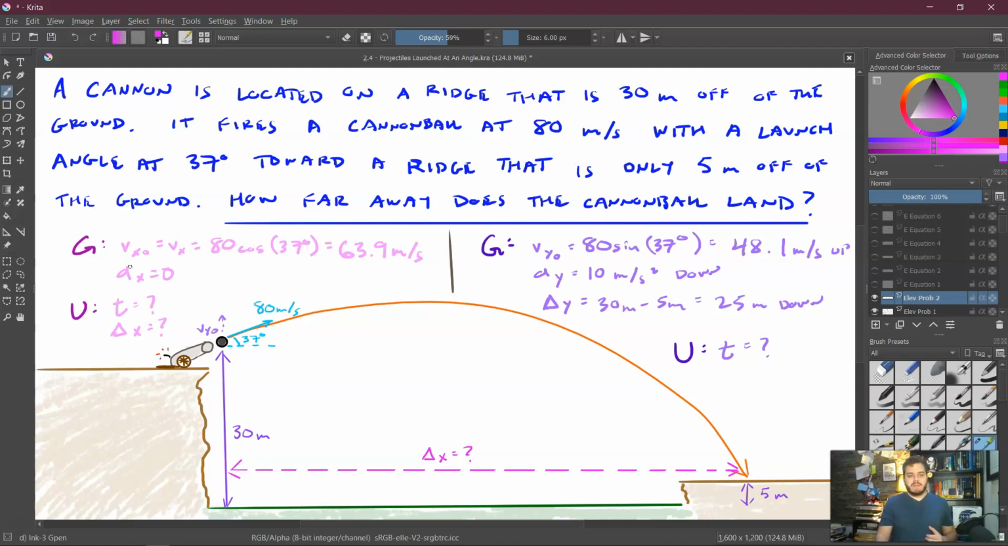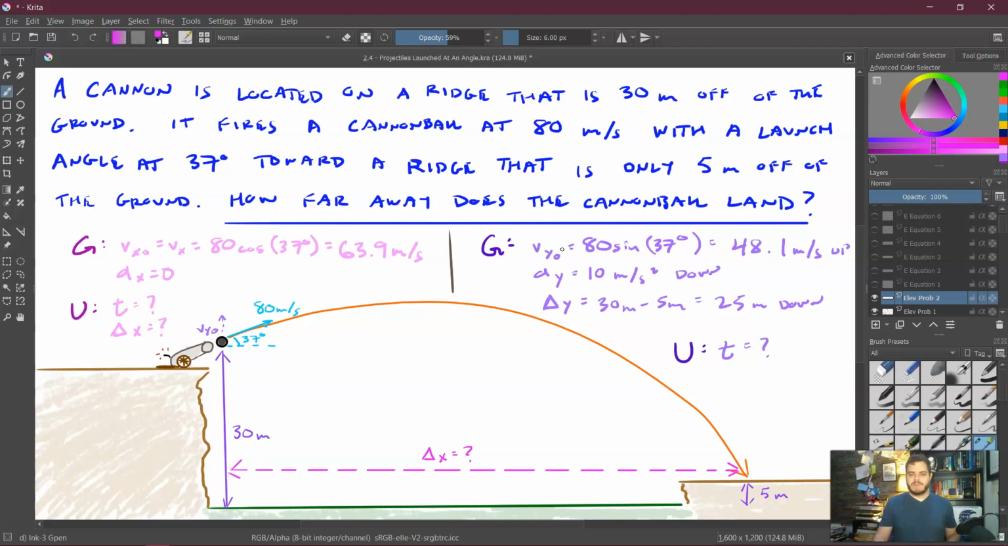So, my givens: I know the acceleration in the x is 0 and the velocity in the x is constant, and it's going to be 80 cosine of 37 degrees, so that's the adjacent side, or about 63.9 meters per second when I stick that in my calculator. Don't know time, don't know delta x.